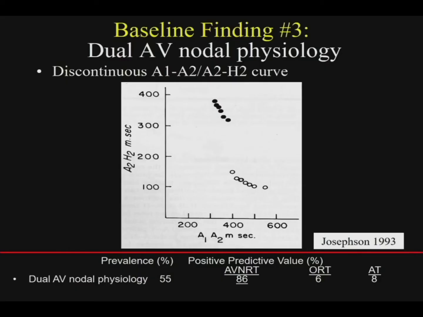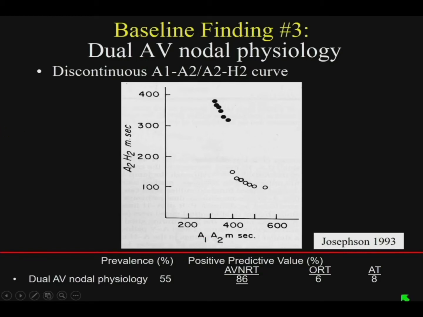How do you define a slow pathway? The definition of dual AV nodal physiology is shown in this slide. This is from Mark Josephson's textbook. Pablo Denes, who was at Northwestern, actually was the first to describe this in humans. He just retired. He was a tremendous colleague, and we'll miss working with Pablo.